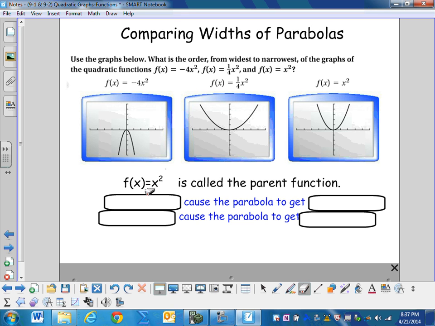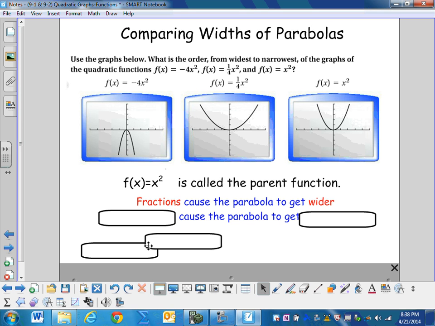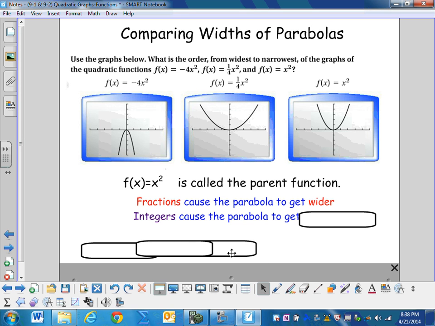So f of x equals x squared is called the parent function. That's the basic one you're going to compare everything to, whether it's wide or narrow. Fractions cause the parabola to get wider, and integers cause the parabola to get thinner.